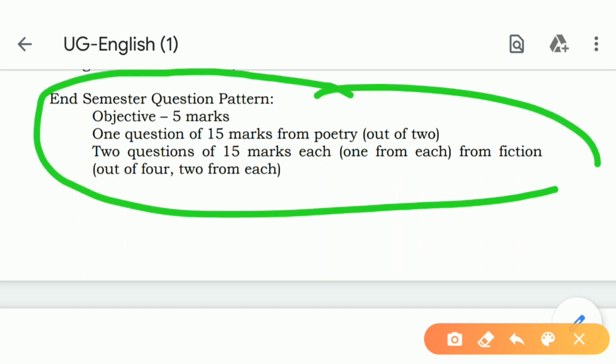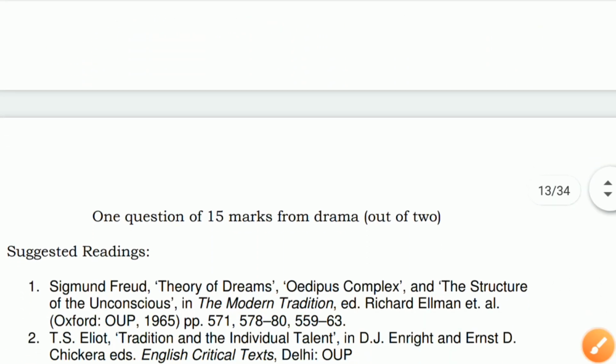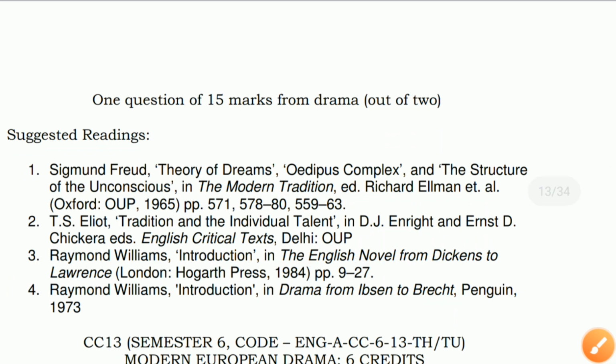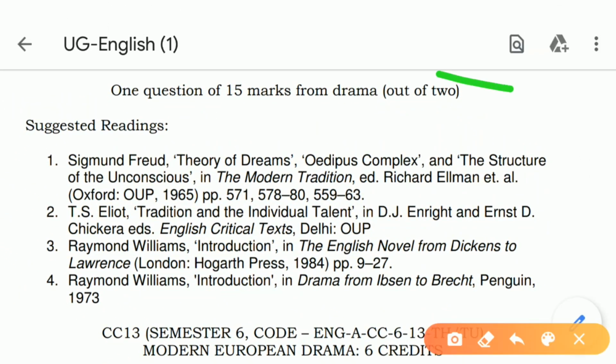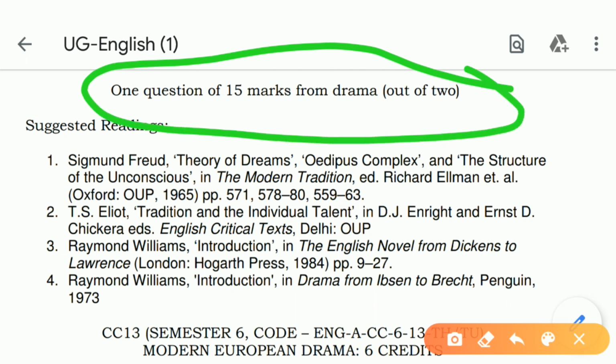Objective 5 marks, 1 question of 15 marks from poetry out of 2, 2 questions of 15 marks each, 1 from each, from fiction out of 4, 2 from each. And then we move on to another section, which is 1 question of 15 marks from drama out of 2. This section is also included in the end semester question pattern of CC 12.